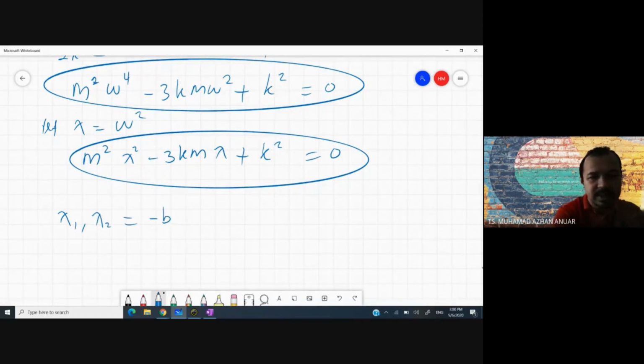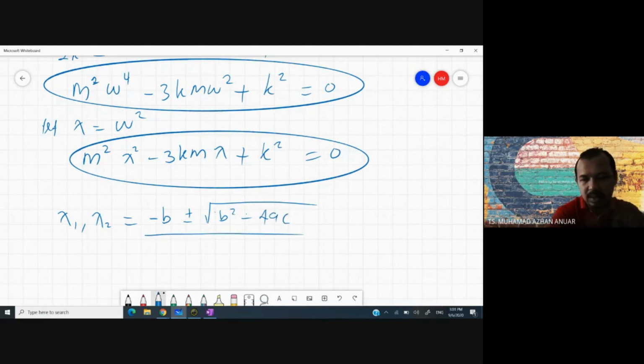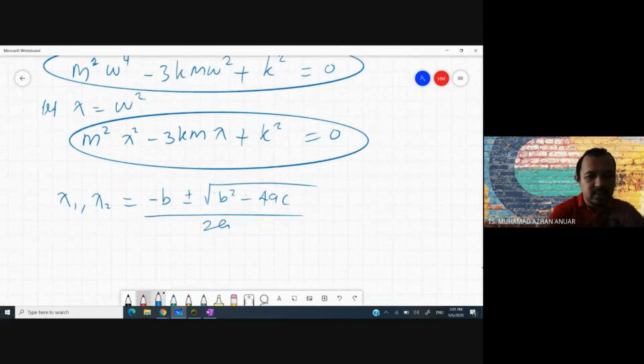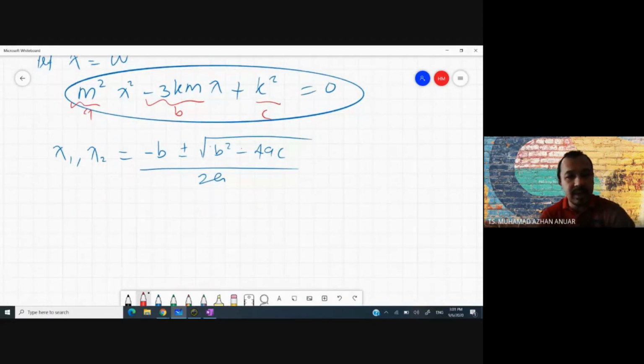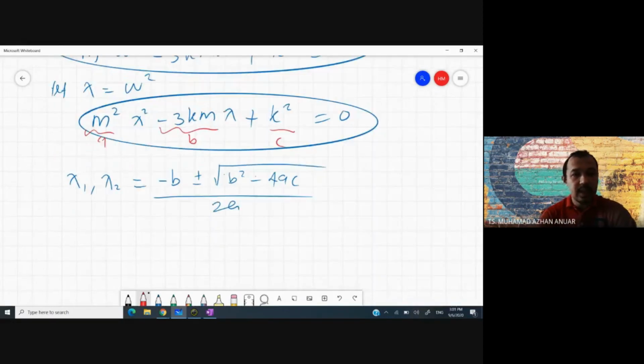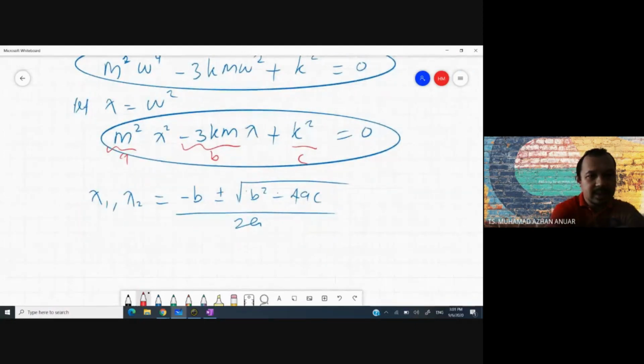So you get minus b plus minus square root of b square minus 4ac, divided by 2a. Sorry, I hope I wrote it correctly. If not, then you have to correct me. So what is a in this case? This is a, this is b, and this is c. Substituting everything into the equation, you should get lambda 1 and lambda 2. So what is omega here? We use this equation back.